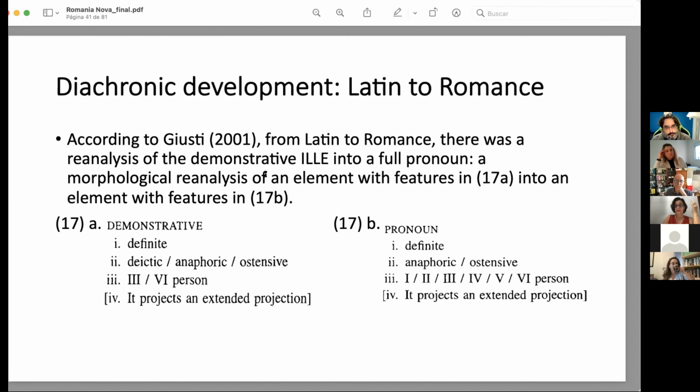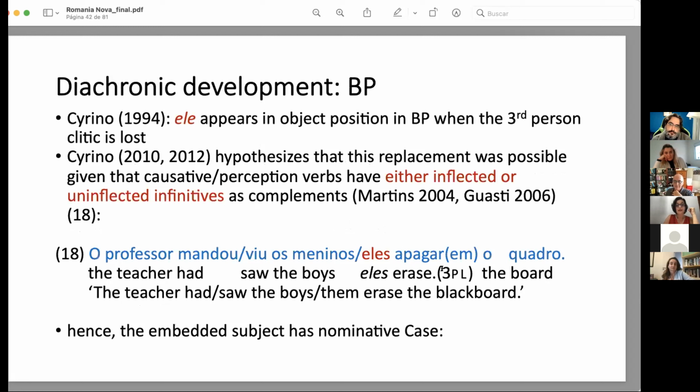According to her paper, from Latin to Romance, there was a reanalysis of the demonstrative ille into a full pronoun, a morphological reanalysis of an element with features that had these properties here, the demonstrative, into an element that has almost the same properties here. So she has a story for that. But what I would like to think or hypothesize is what happens in Brazilian Portuguese.